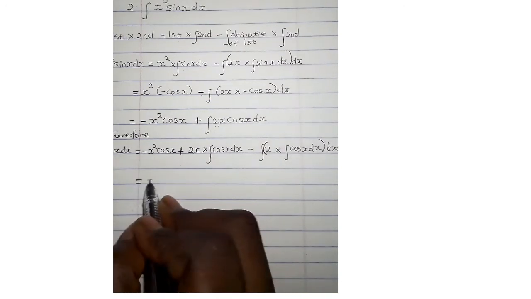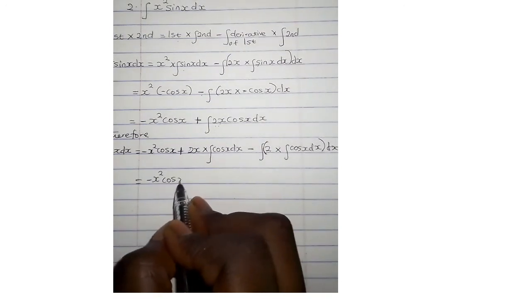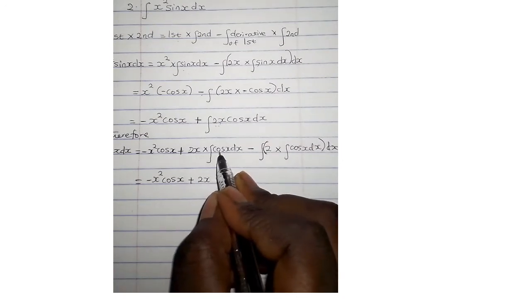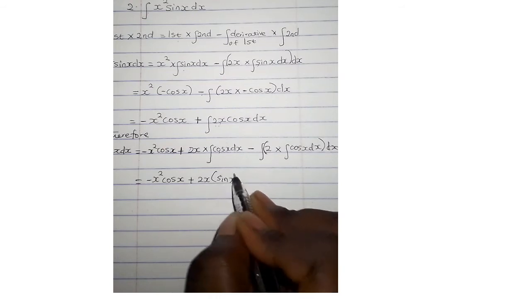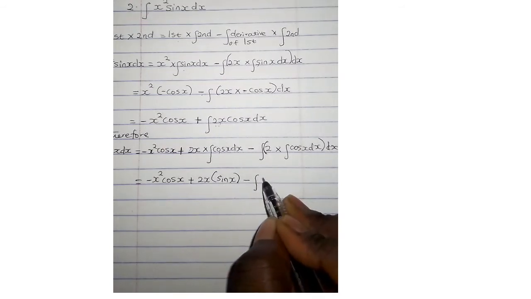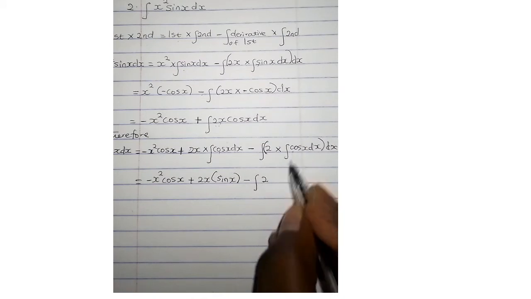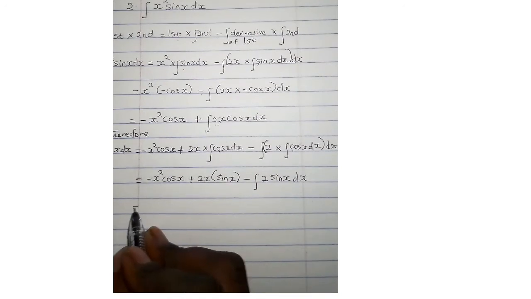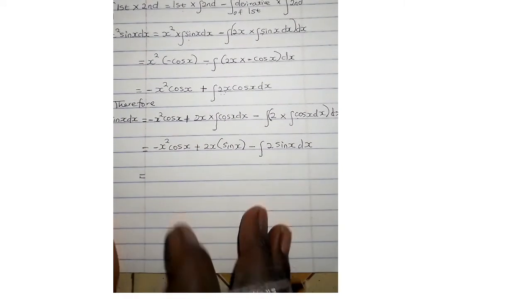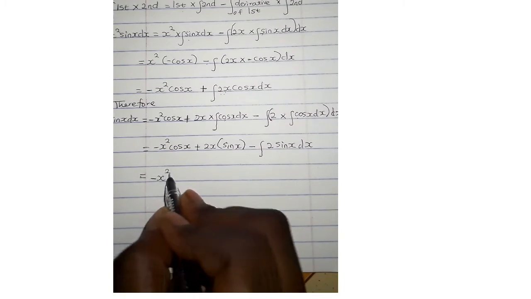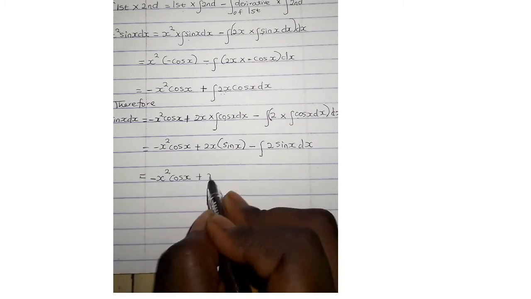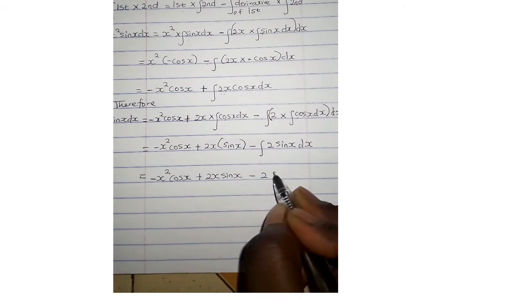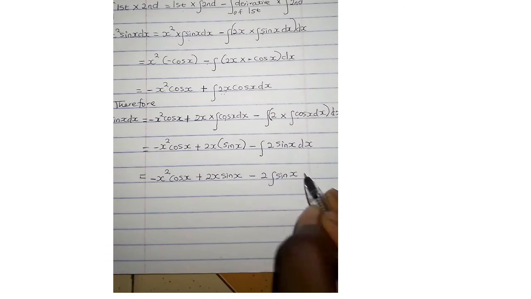So we're going to have here negative x squared cos x plus 2x. When we integrate cos x, we're going to have sine x, subtracting the integral of 2. When we integrate cos x, we're going to have sine x dx. So this is going to be, right, negative x squared cos x plus this is going to be 2x sine x. Bring that 2 out into the integral of sine x dx.